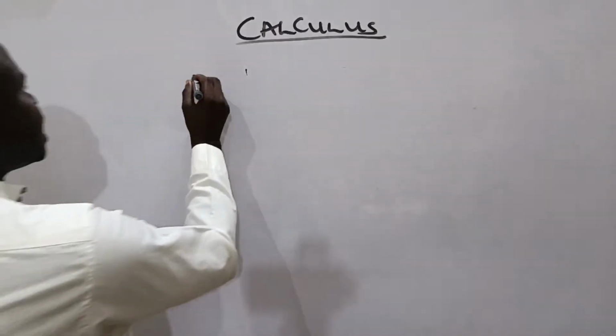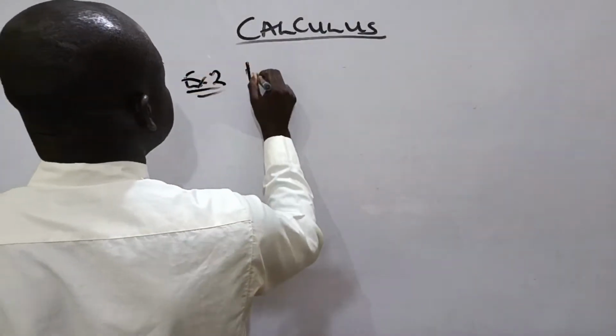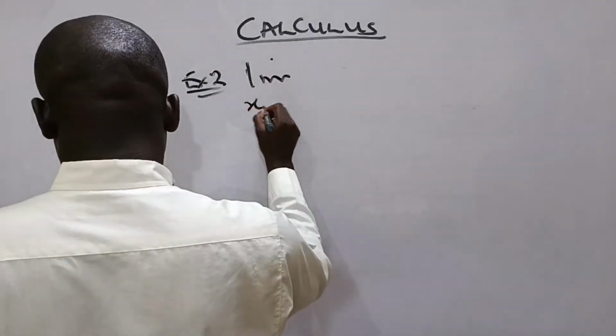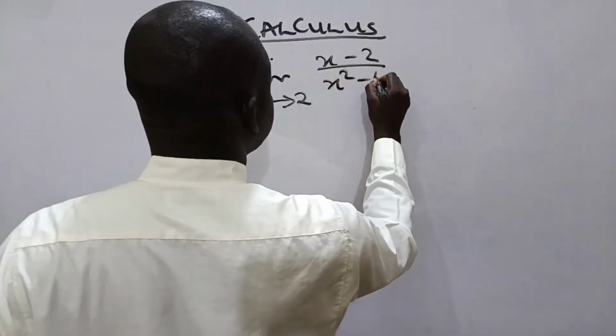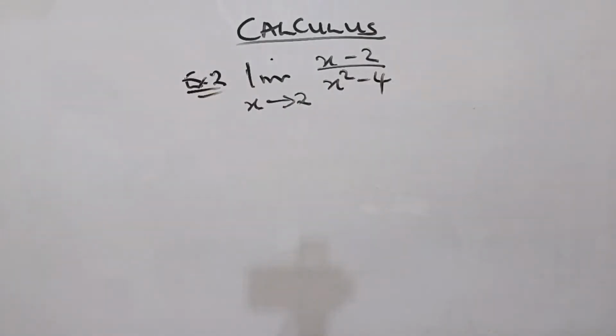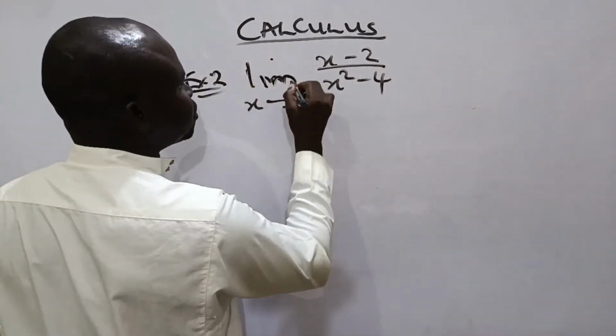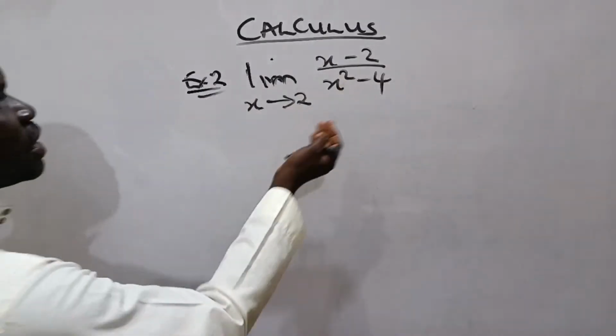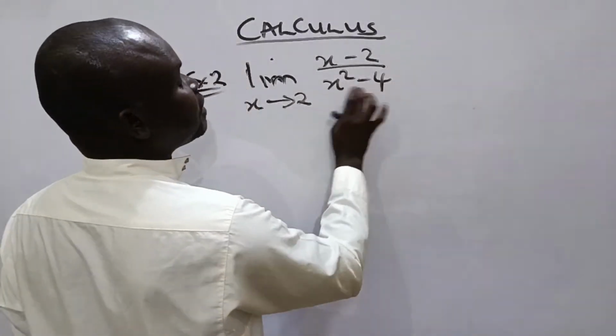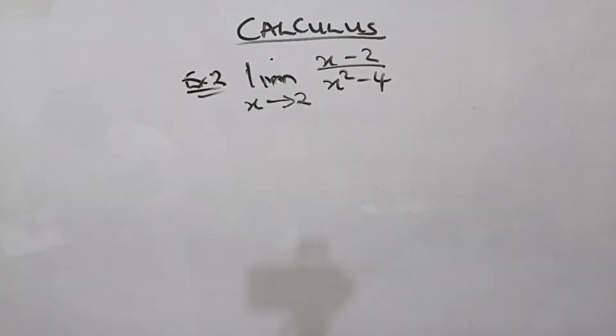For instance, let's say example 2. When we have something like limit as x tends to 2 of x minus 2 all over x squared minus 4, so when the function is fractional, what do we do here? Of course, there are two approaches to this. The first one is that since we know that the denominator is a difference of 2 squares, we might decide to express the denominator first, as I'm about to do now.